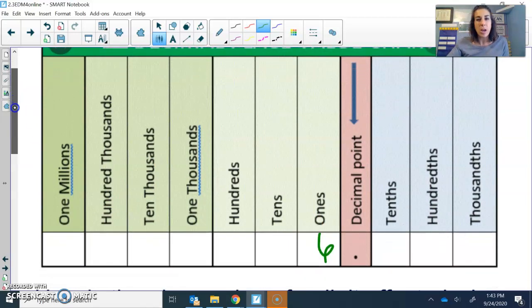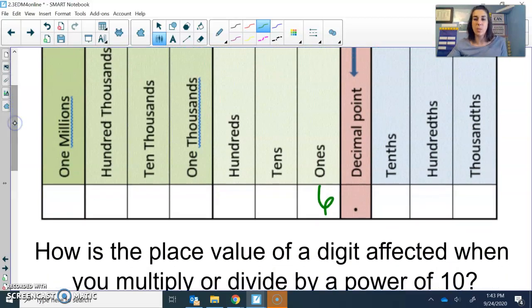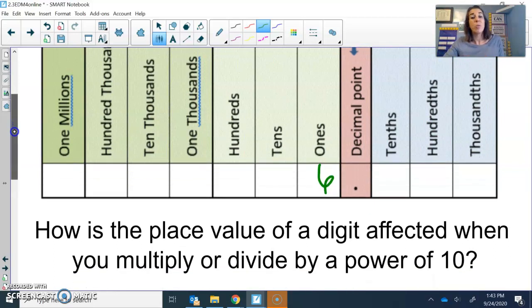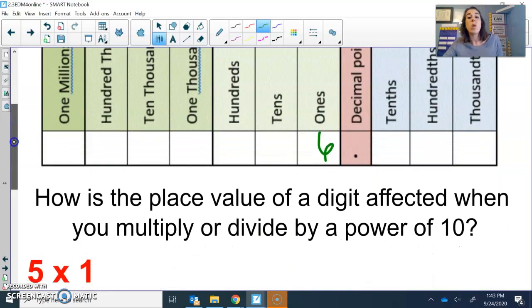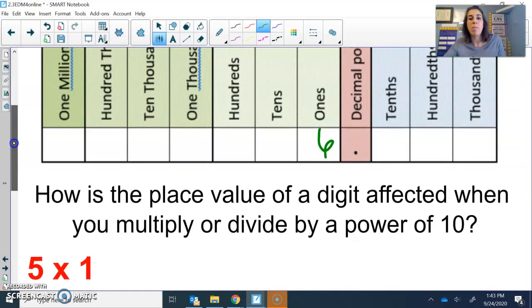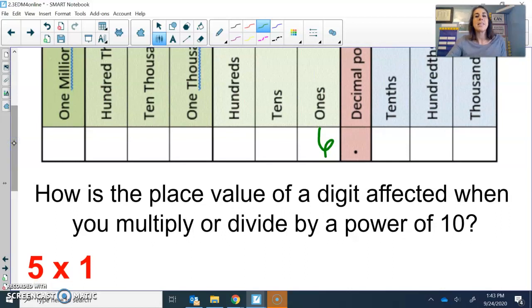Why is Mrs. Bieber talking about this when we've been talking about exponential notation and expanded multiplication and powers of 10? Well, when we multiply a digit by a power of 10, it has everything to do with the place value and the decimal point. So let's look at this. How is the place value of a digit affected when you multiply or divide by a power of 10?